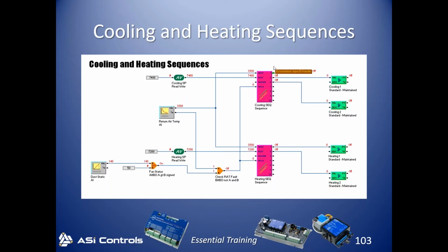Then we'll actually do 3 stages of cooling to let the economizer work first if the outside conditions are good before going to mechanical cooling, and then the heating sequence will do 2 stages of heating.